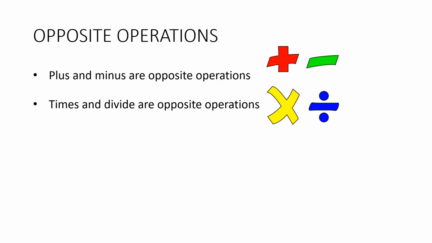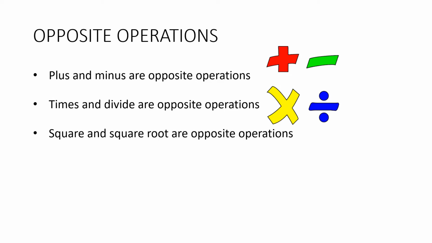We'll use opposite operations. So remember, plus and minus are opposite operations, and so are times and divide. We also call them inverse operations. And guess what? Square and square root are also opposite operations. Now the way to tell whether we've got opposite operations is to take a number, do one of the operations to it, then do the opposite operation and see whether you end up back where you started.